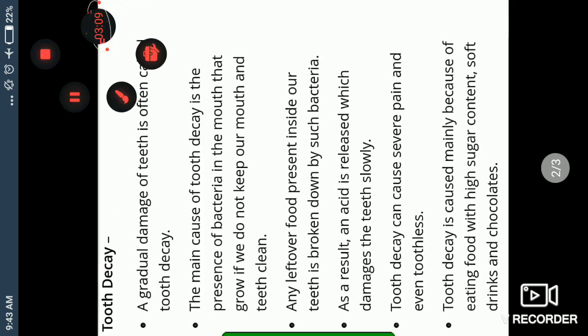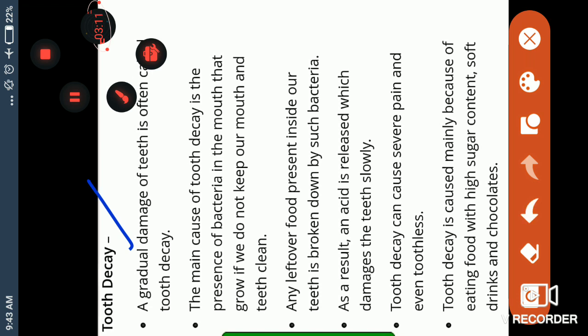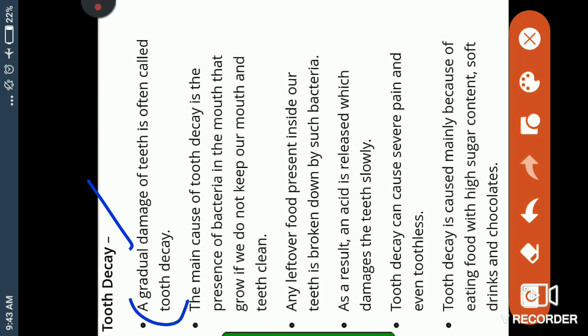Tooth decay, this is the next heading. Tooth decay means falling down of teeth, how our teeth are damaged gradually. This is the definition of tooth decay. Gradual means continuous, slowly. Damage of teeth is often called tooth decay because not everything is damaged at once. They get damaged slowly and slowly.